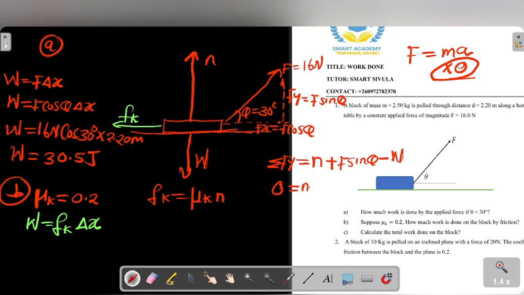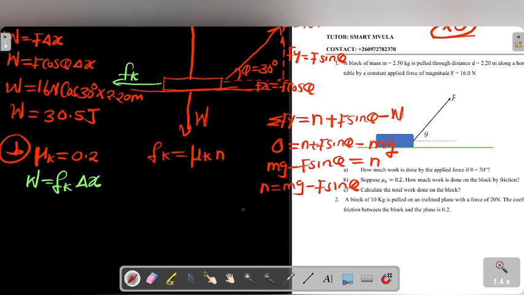So we have the normal force plus F sine theta minus the gravitational force, which is the mass times the gravity there. So what we're going to do is we'll make the gravity cross an equal sign so that it is positive, and also F sine theta, which will be negative when it crosses an equal sign. So this is equal to the normal force there. So we have our normal force, which is equal to our mass times gravity minus F sine theta there.